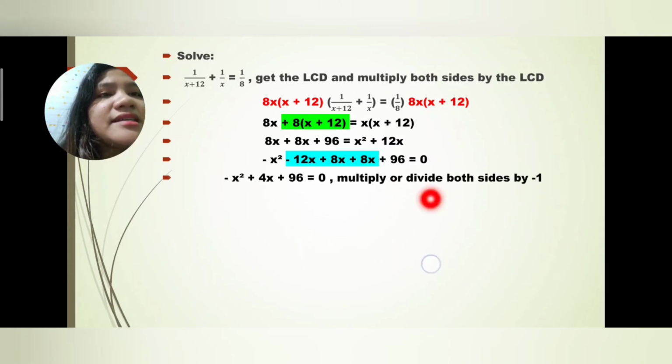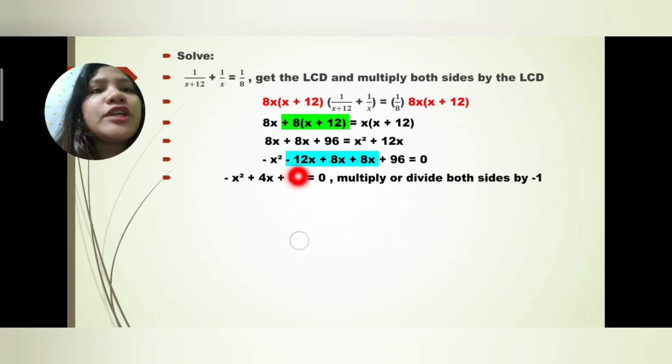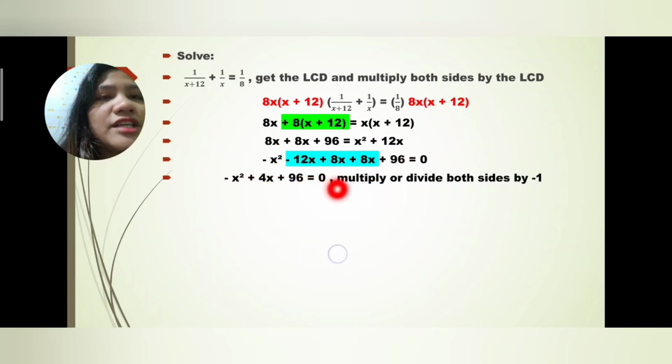Then, next is, combine like terms. So, itong naka-blue, like terms sila kasi pareho sila ng variables. So, ito, copy lang negative x squared. Then, negative 12 plus 8 is equal to negative 4, di ba? The negative 4 plus 8 is equal to positive 4. So, positive 4, it means plus 4. Then, copy the common variable which is x. Then, plus 96 equal to 0.